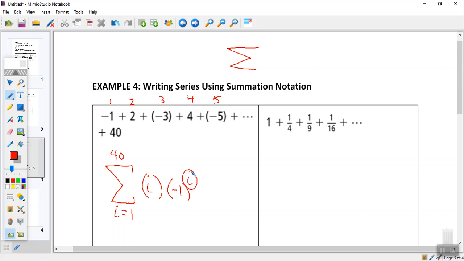Anytime I is odd right up here, then what are you going to get? Negative 1. So it turns out that to write this in summation notation, we're going to do all numbers, starting with which term here? First term, going all the way up to the 40th, and that would be I times negative 1 to the I power. That's a tough one, okay?